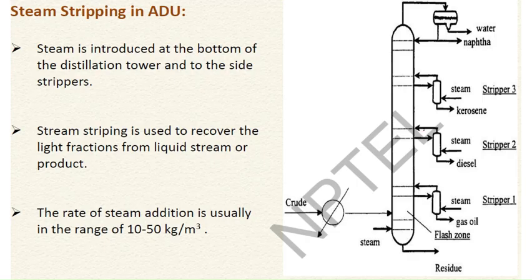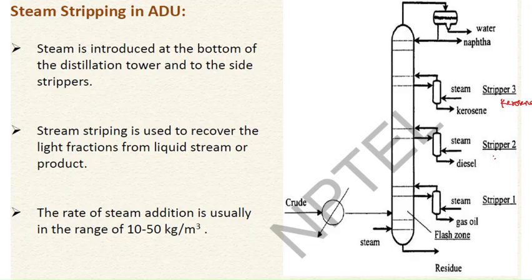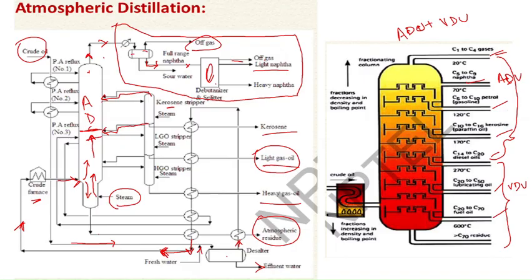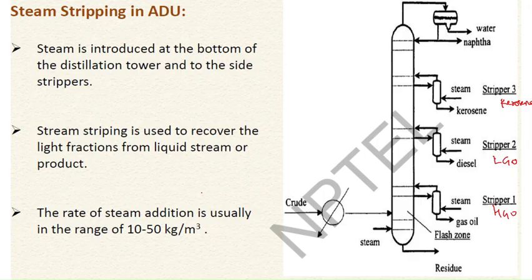So what happens is we don't take out these stripper cuts directly. Suppose in the last slide it is shown kerosene, then light gas oil and heavy gas oil. So we can do one thing also: we can take these out directly. You may say, why not take out this kerosene, light gas oil, and heavy gas oil directly? But why did we not take out these side cuts directly? For a reason, to purify them further.